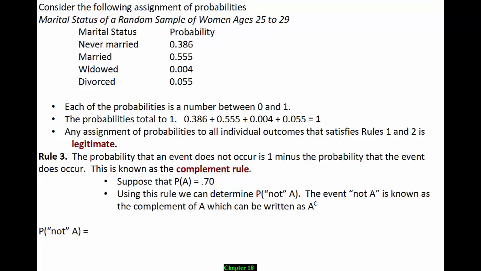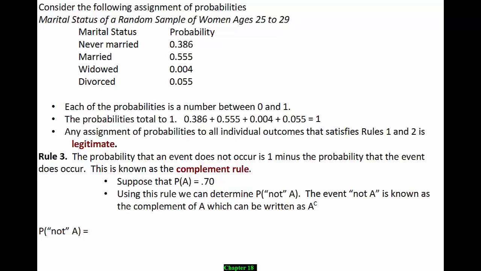Consider the following assignment of probabilities about marital status. The marital status for women ages 25 to 29, we can assume never married, comes with probability 0.386, which is 38.6%. Married is 0.555, widowed is 0.004, and divorced is 0.055. Notice that each of these probabilities is a number between 0 and 1. The probabilities add up to be 1. If you check, you'll see that they add up to be 1.